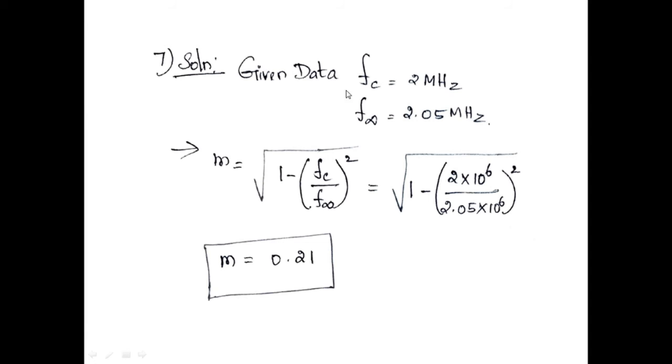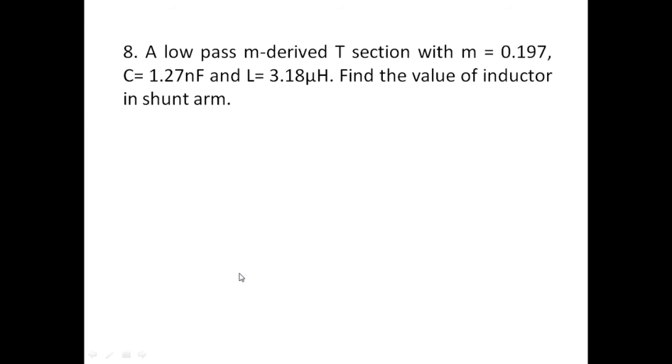Now see this, m equal to root of 1 minus (fc divided by f infinity) to the whole square, which is equal to root of 1 minus (2 into 10 to the power 6 divided by 2.05 into 10 to the power 6) the whole square. So when you put all the values in the calculator, you will get m equal to 0.21.